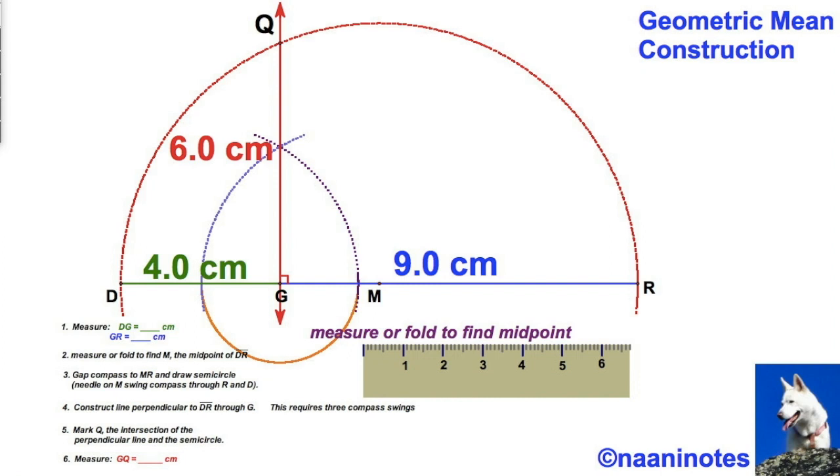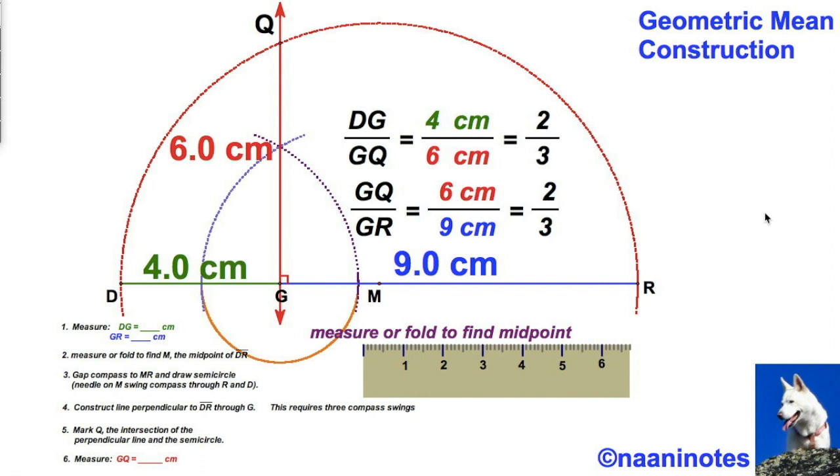If I take the green segment to the red segment, measure those 2, put that in a ratio, that's going to give me 4 to 6, simplifies to 2 to 3. Now look at the red segment to the blue segment, and that's going to give me 6 to 9, which is also 2 to 3. Heavens to Murgatroyds, this is the whole idea of my geometric mean. I'm going to say that the 4 is to the 6 as the 6 is to the 9. That red segment, GQ, is the geometric mean between DG, the green, and GR, the blue.